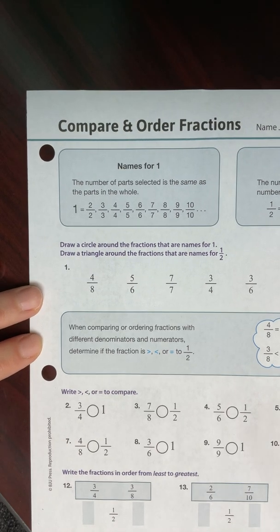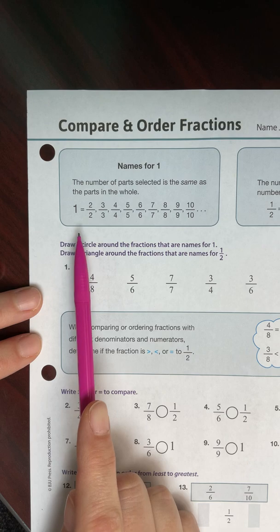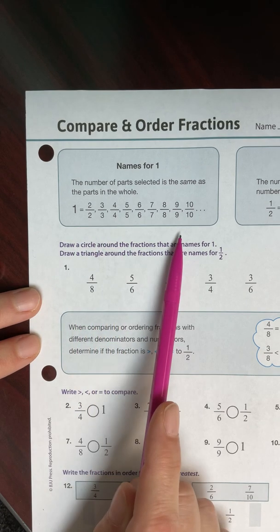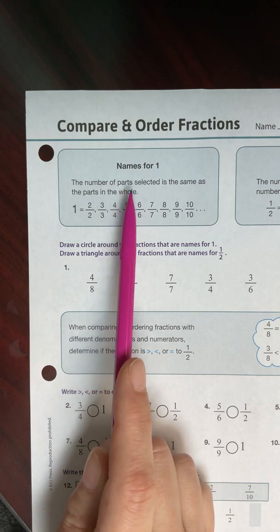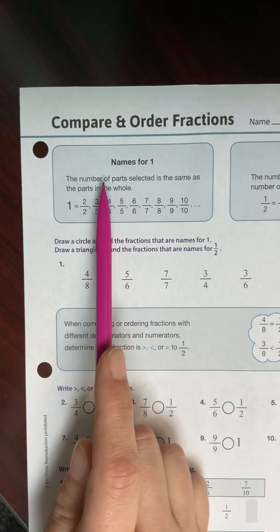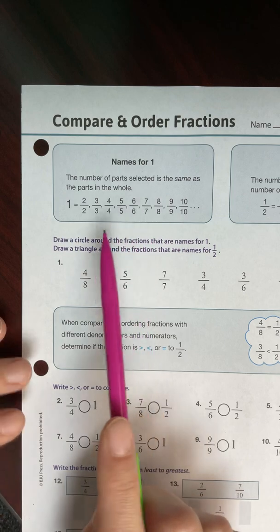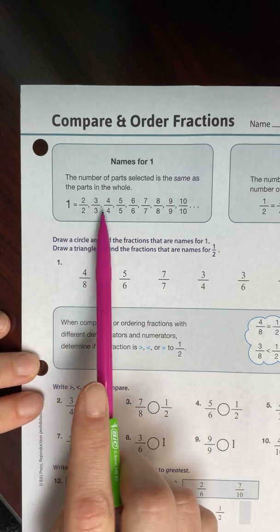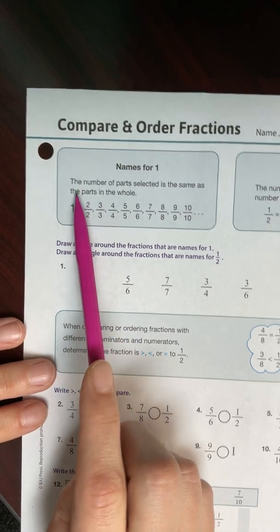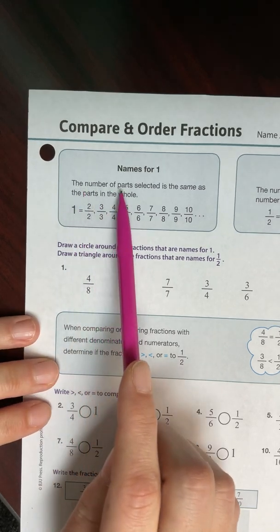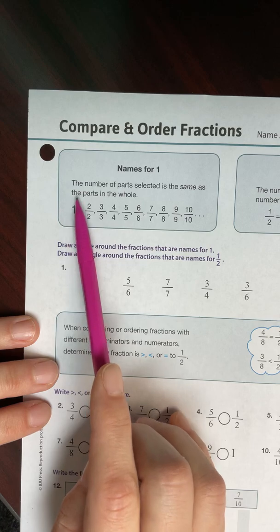All right, we're going to go maybe a little quicker than last time on this to hopefully make it a shorter video. We're going to be talking about comparing and putting fractions in order today. There are 2 different ways we can compare fractions according to the top of our page. The first one is that the number of the parts selected is the same as the parts of the whole.